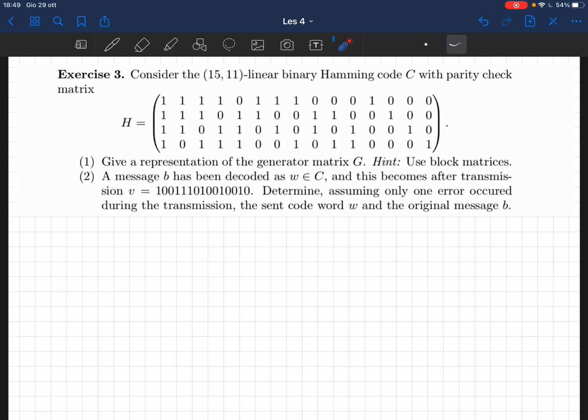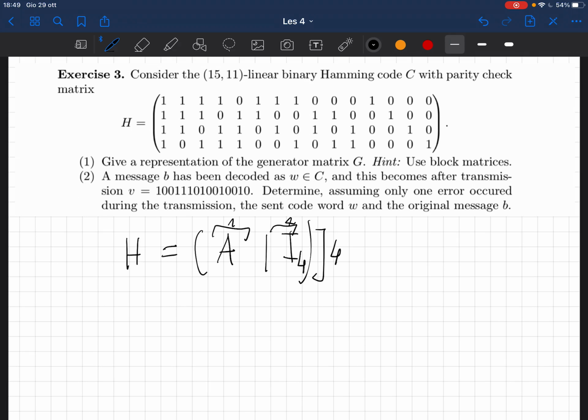But there we assume there is an error, and the nice thing here is that we can find where the error is. So the idea is as follows. See here, the way H is built is of this form: you have some matrix A here, and then you have the identity of order 4. Here is 4, 4. Here you have 11, 4.